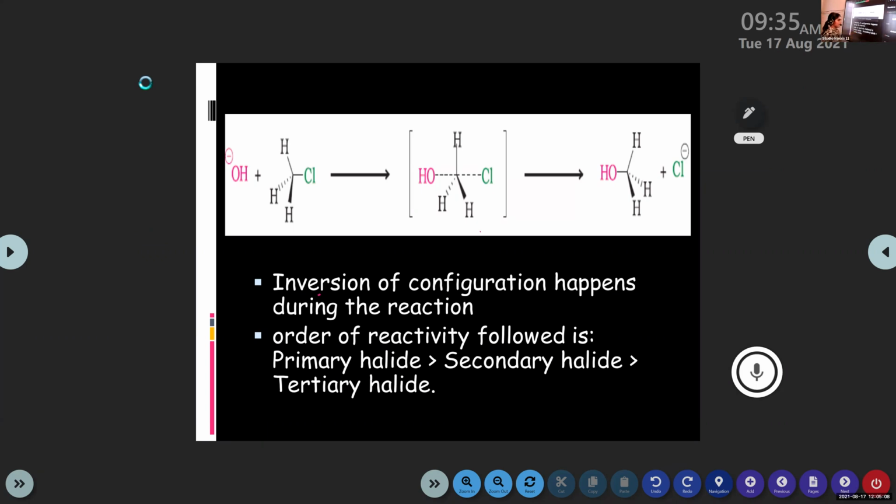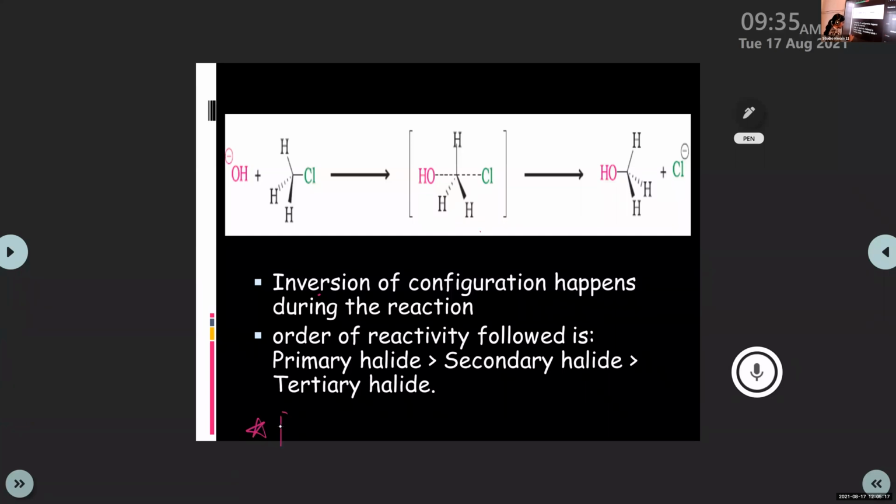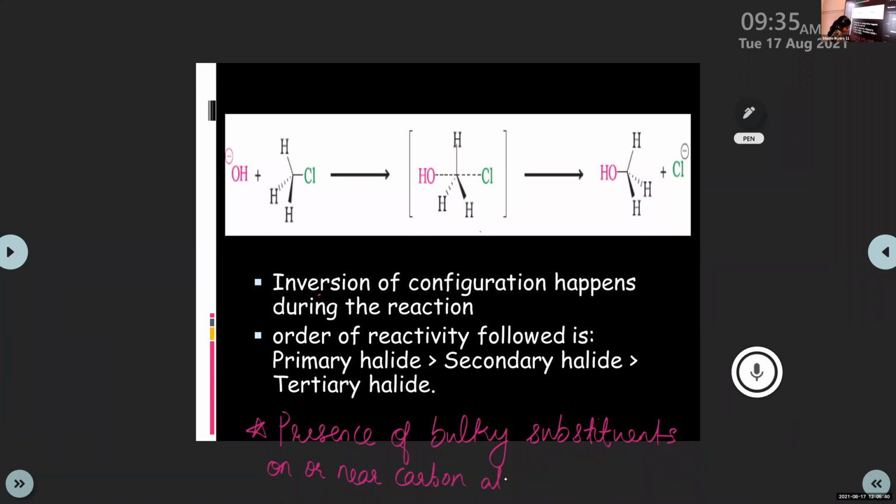Okay, then the second point: the order of reactivity is followed as primary halide, secondary halide, then tertiary halide. Here, you can add this point: the presence of bulky substituents on or near the carbon atom has an inhibiting effect. That means it will inhibit the incoming nucleophile from attacking the carbon atom. If there are large bulky groups there, it is very difficult for the incoming nucleophile to attack the carbon atom. That's the reason for the order of reactivity: primary halide, then secondary halide, then tertiary halide.